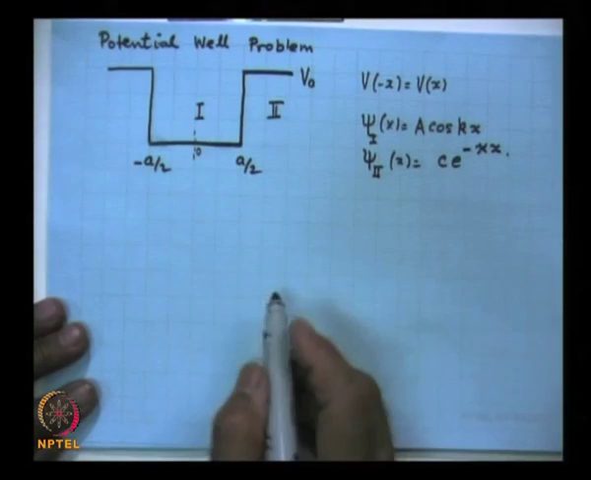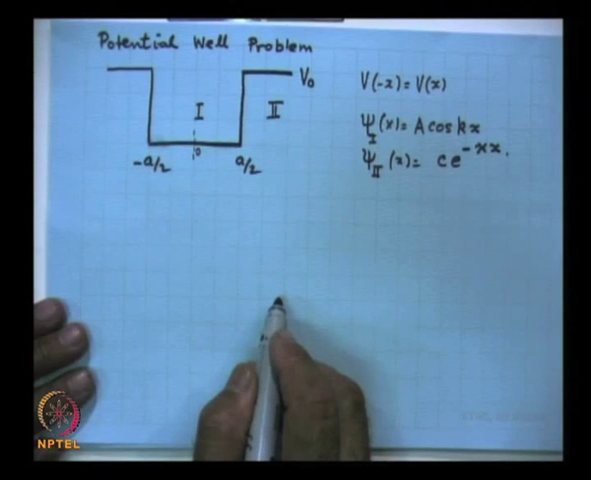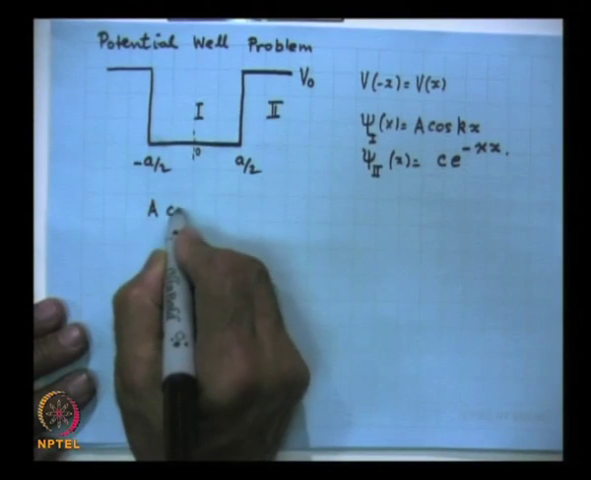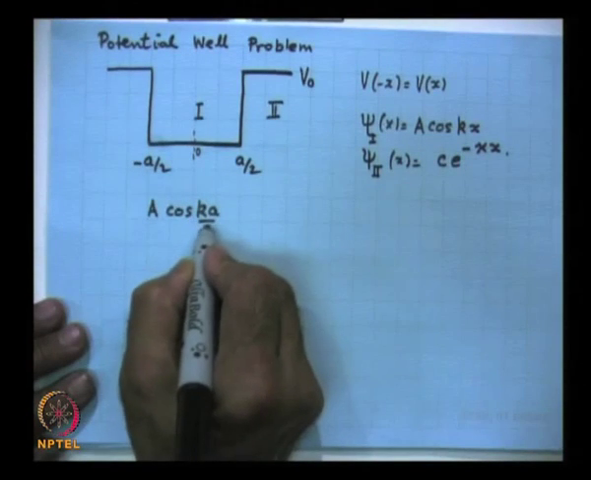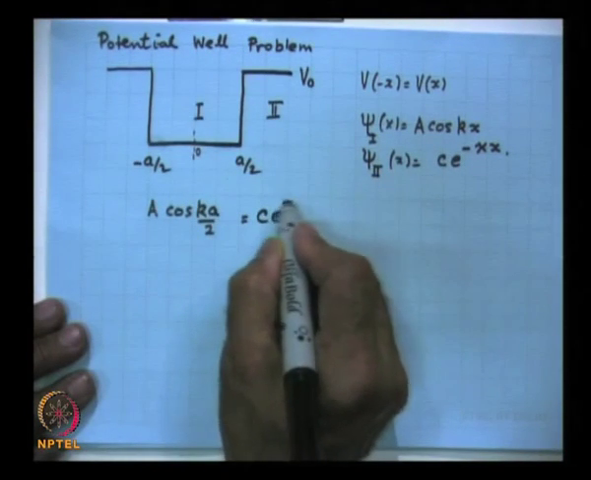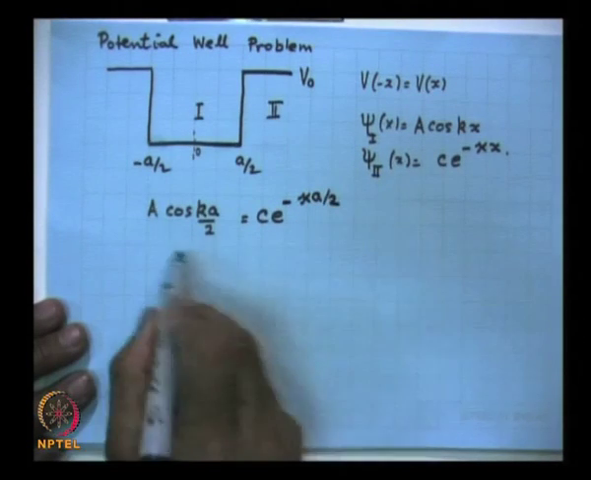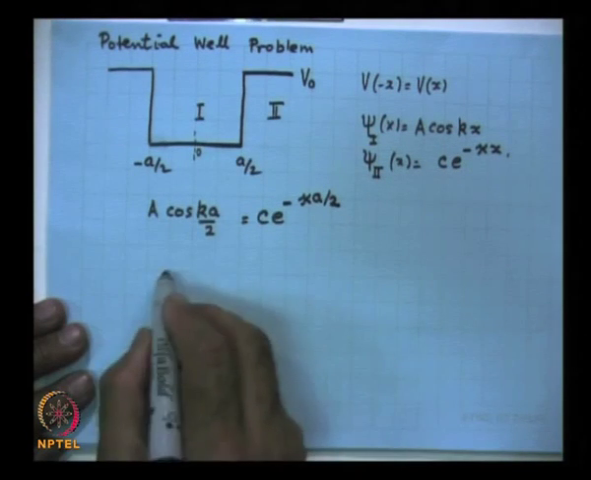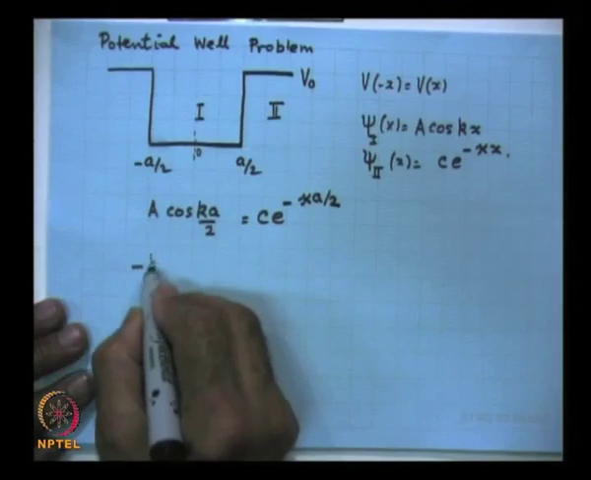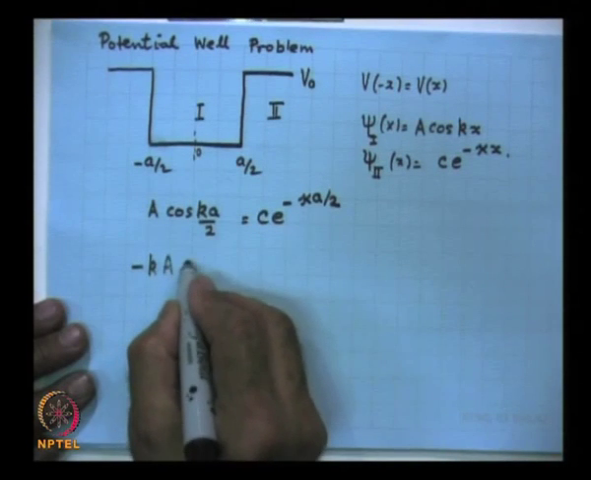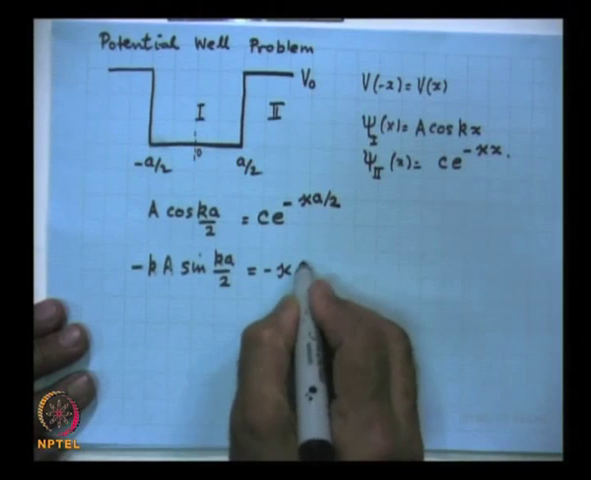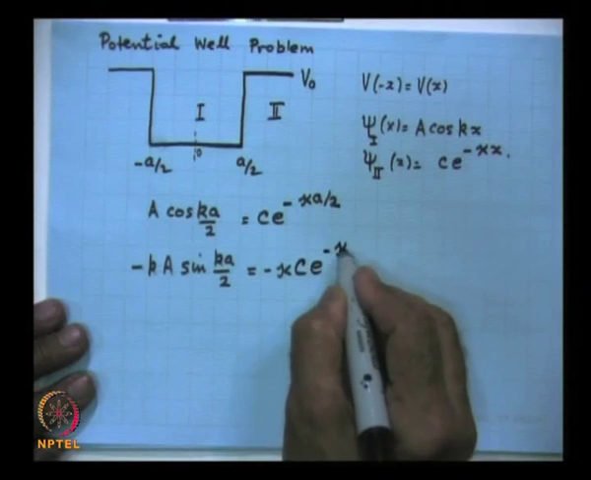We then match the wave function at x is equal to a by 2 and its derivative. So, we got two equations: A cos k a by 2 is equal to C into e to the power of minus kappa a by 2. This is the continuity of the wave function at x is equal to a by 2, and the continuity of the derivative will be, if I take the differential, minus k A sin k a by 2 is equal to minus kappa C e to the power of minus kappa a by 2.